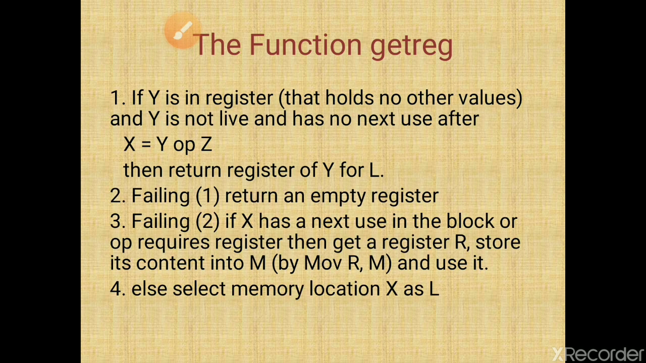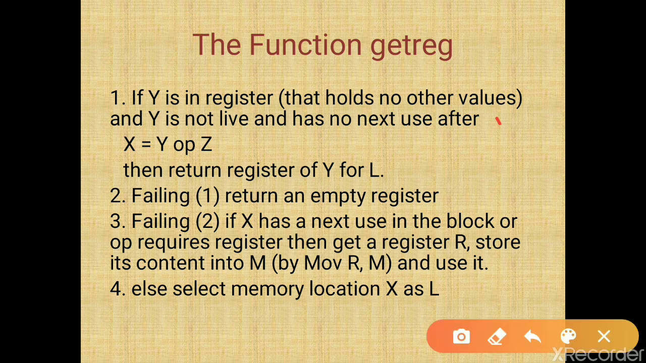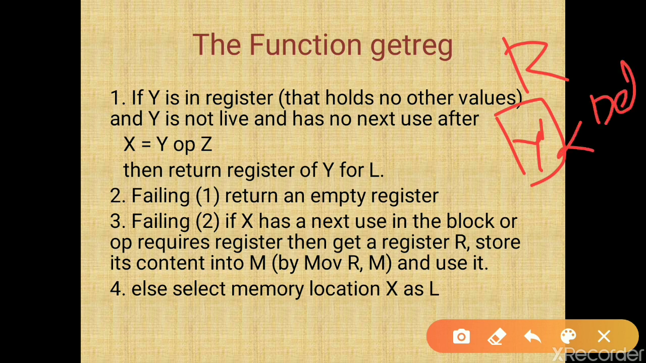And next is how the getReg function will work. If y is in a register and y is not alive and has no next use after, that means there is a register R, I will write like this, there is a register R and inside R the value y is stored. If y is in a register and y is not live, the variable y is dead, it is not live. So that means it is not going to be used for further cases, right?